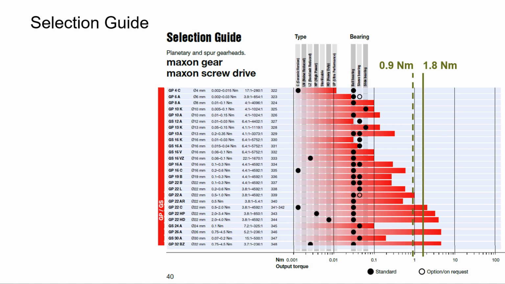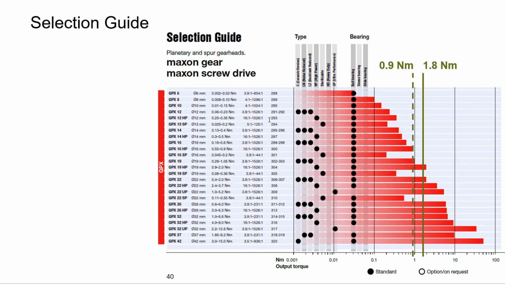The red bars indicate the torque capabilities with respect to the scale at the bottom. The smaller gearheads at the top of the list are too weak. The continuous torque rating is too small. In the lower part, one finds the larger and stronger gears with sufficient continuous torque, starting from diameter 22. We will focus here, however, on the newer gearhead families, the online configurable GPX that can be found in the lower part of the selection guide. Again, gearheads large enough to fulfill our torque requirements start at 22 mm diameter.